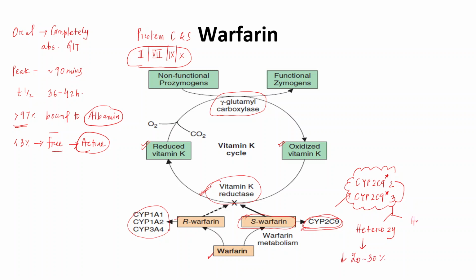If the patient is homozygous for this polymorphism, then we may need to reduce the dose by up to 50 to 70%. A 50 to 70% reduction of the dose is needed if the patient is homozygous for these two polymorphisms. One more point is, these polymorphisms are not common in Asians. It is usually seen in Caucasians.